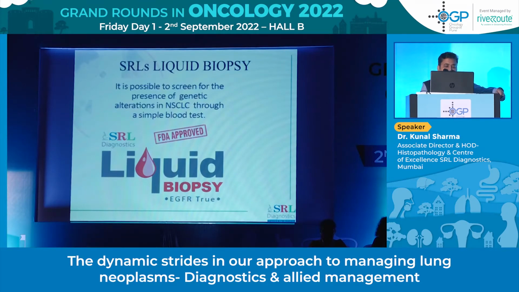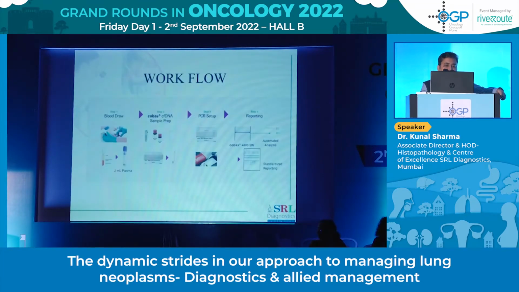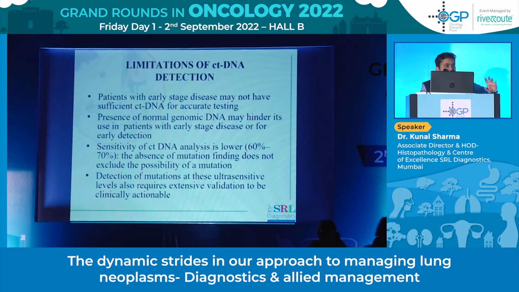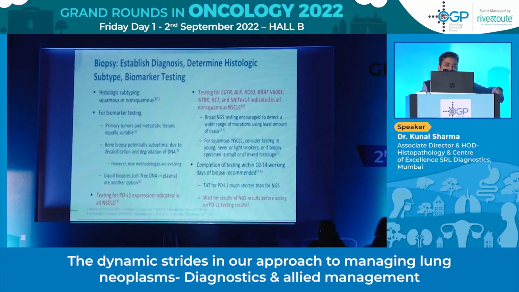We have an FDA approved EGFR liquid biopsy test at SRL that we do, and it detects 42 mutations in exon 18, 19, 20, and 21. But with every good technique, it's important to also note what are the limitations. You see, patients with early stage disease may not have sufficient circulating tumor DNAs in the blood. Presence of normal genomic DNA hinders the use in early stage disease. Also, while the specificity of ctDNA is there, the sensitivity is lower. And plus, to get very clear cutoffs, we still need very broad spectrum validations across different platforms and across different laboratories.